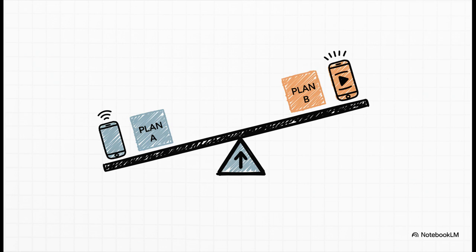It's a trick question. The best plan for you depends entirely on how you live your life. If you barely use any data, Plan A is a no-brainer. If you stream all the time, Plan B will save you a ton of money. Understanding the code lets you see this clearly.